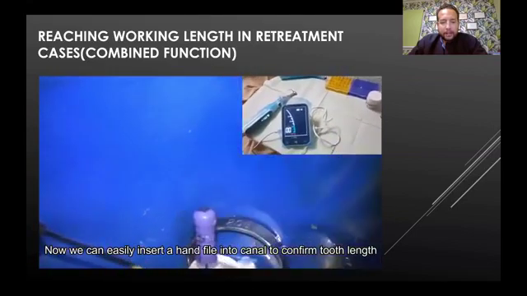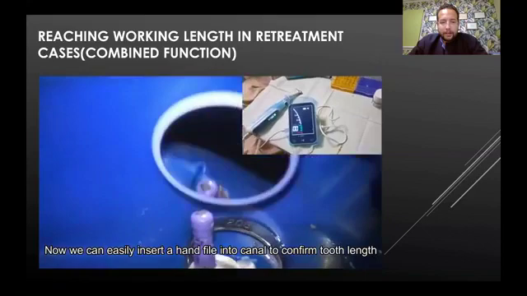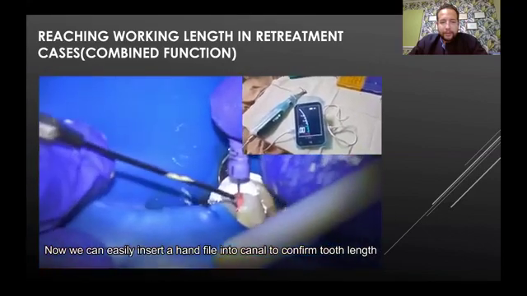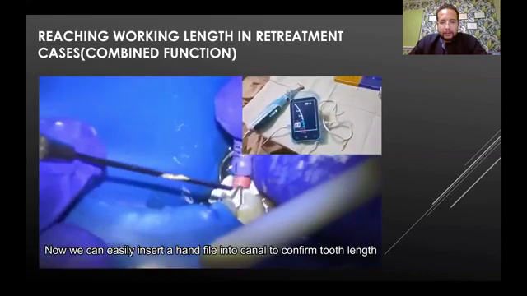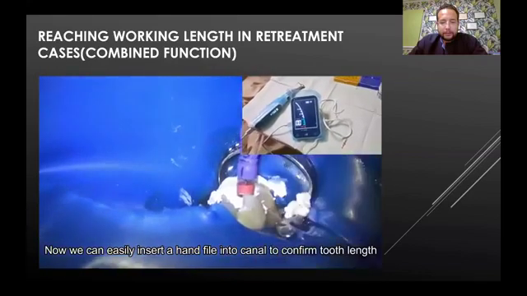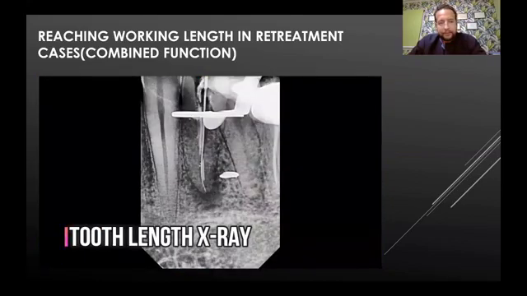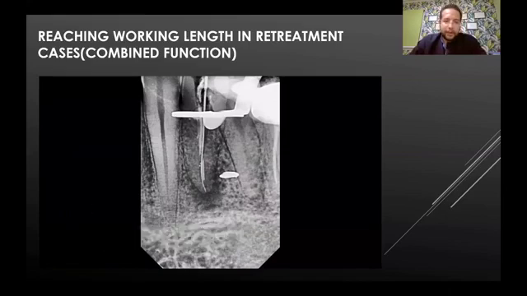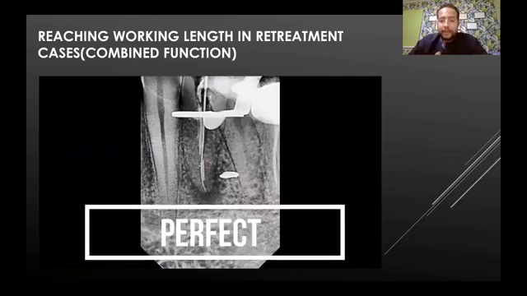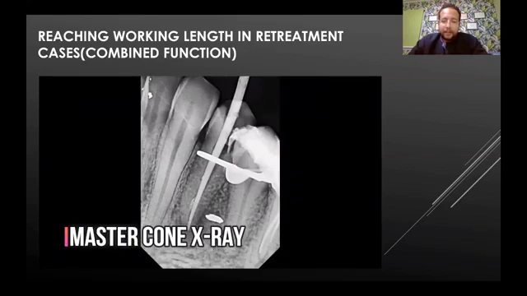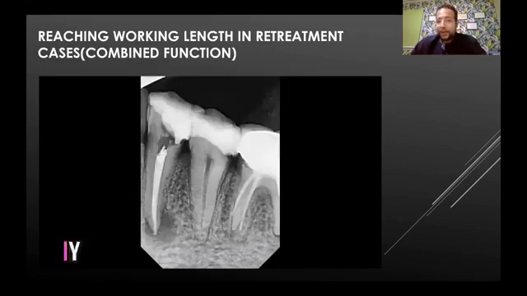Now I can establish my working length. I adjust my rubber stopper to the reference point, and then I confirm with the X-ray. That's a really useful function in case of retreatment, in case of calcified canals, when you're not sure whether you reached the working length. It's a very good function. As I said, you can find this function without any connection in eConnect-S.